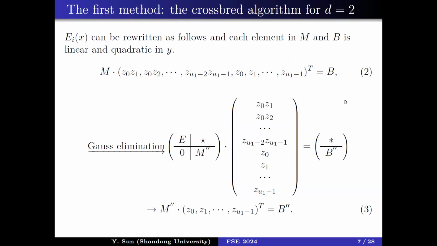So, how do we solve this equation system? Let's start with the first method called the crossbred algorithm. We find that each E_i can be written as equation 2, where each element in M and B is linear and quadratic in Y. After applying Gaussian elimination to equation 2, we get equation 3. Equation 3 is a linear equation for Z. Then we search for all possible values of Y and solve for Z according to equation 3. In this way, we successfully solve the equation system.